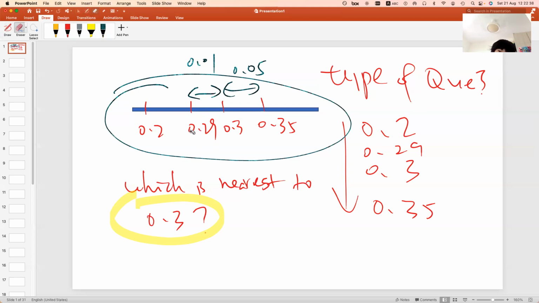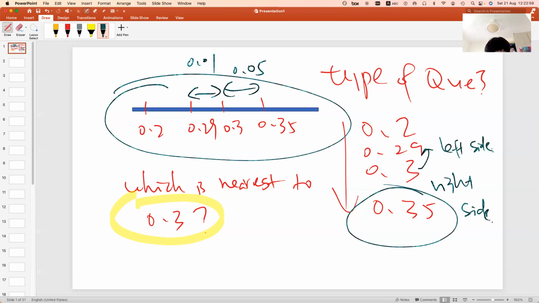Okay. But if you don't do it on a number line, some students will take 0.35 as the answer. They just look at the right side. They don't look at the left side also.